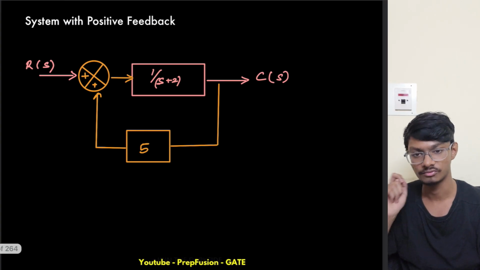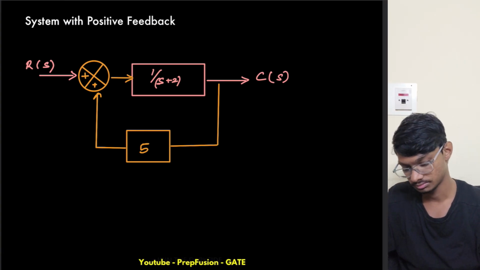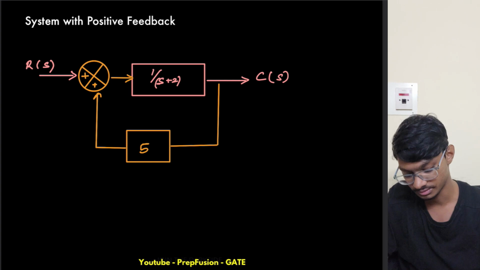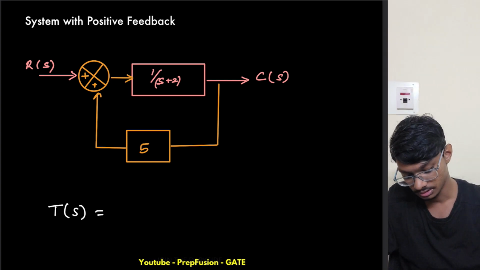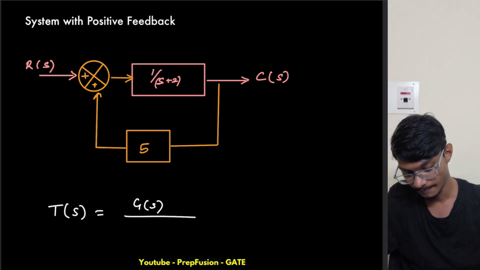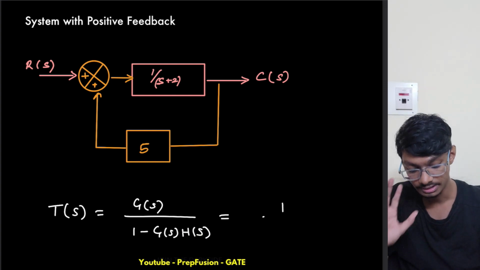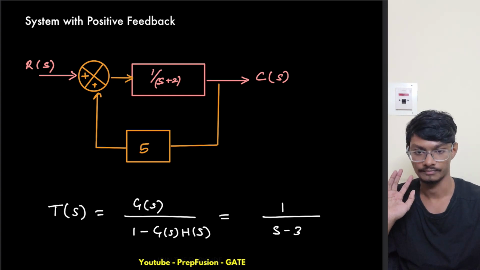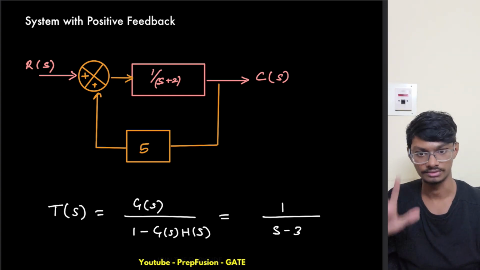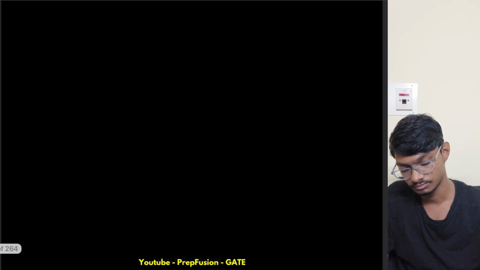Now what we'll study is a system with positive feedback. Again writing the transfer function. This time the transfer function will be G(s) upon 1 minus G(s) into H(s). I will write this directly right now. This is s minus 3 only. You solve this, you will get this. So let me draw the pole-zero diagram.